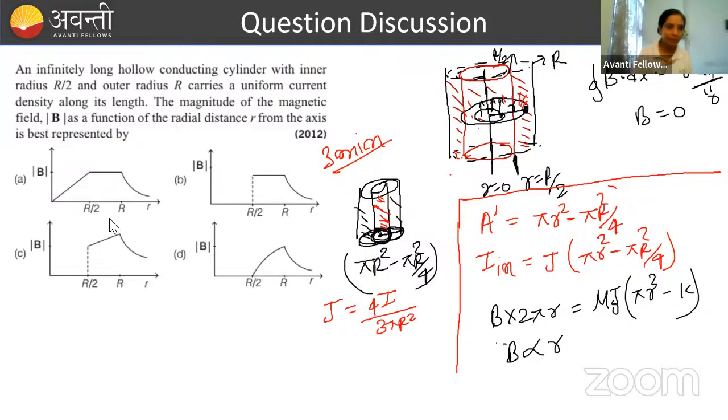Clear? And here in the options, B is constant from R by 2 to R. This is wrong. Here also it is constant. This is wrong. And here B is directly proportional to r. This is wrong. And here B is not directly proportional to r, not constant. Only this is the option. So this is correct. For the region ahead also you can calculate like that. So the correct option will be B. I hope it is clear.